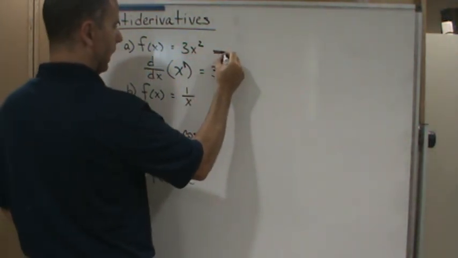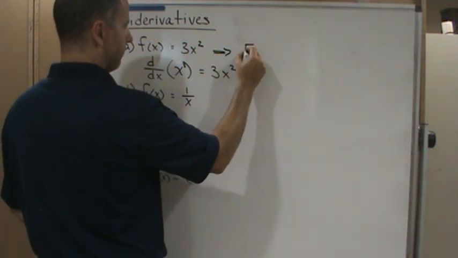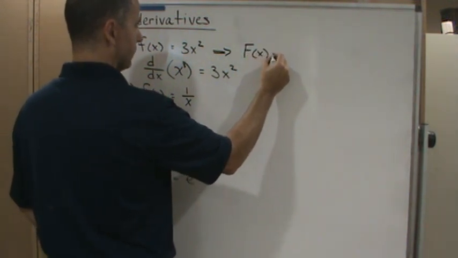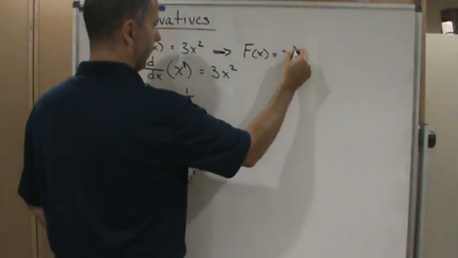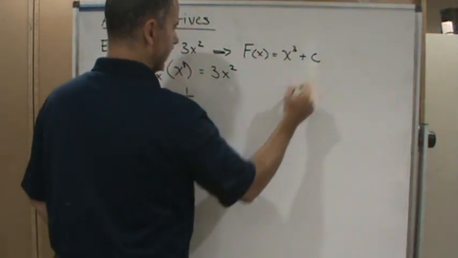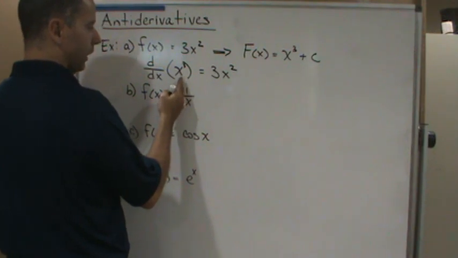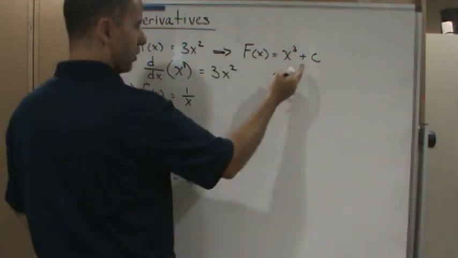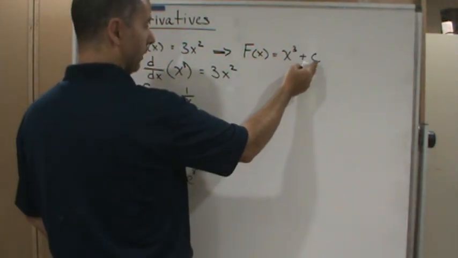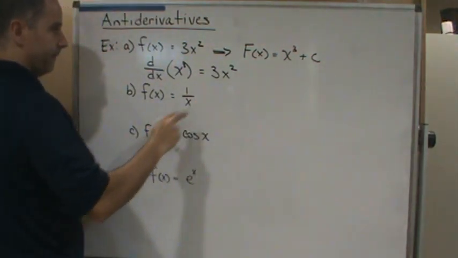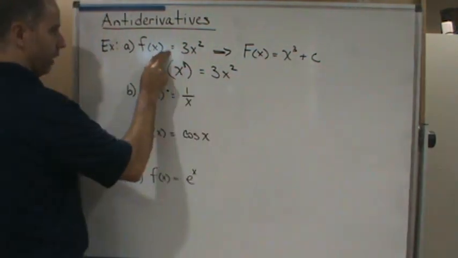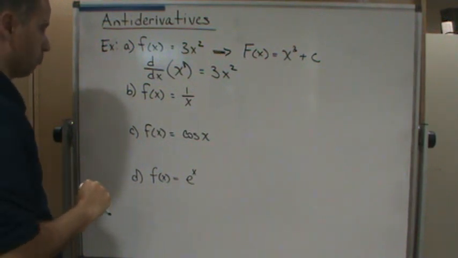So that would imply that f of x is going to equal x cubed plus c, right? Why do I add the c? Because I don't know enough information to know what c is. So it could be anything, right? So this is the antiderivative of f of x.